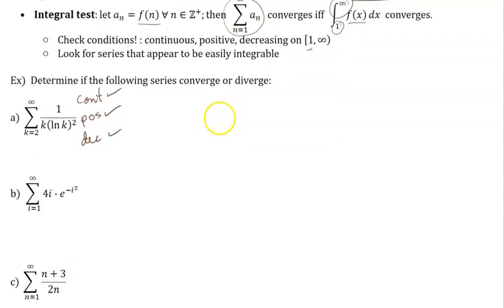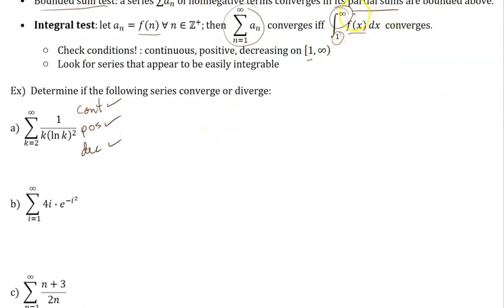Since the conditions are met, now what I'm going to do is apply the integral test. Because I know this is an improper integral where we're approaching infinity, I'm going to go ahead and put the limit as t approaches infinity in front of this.